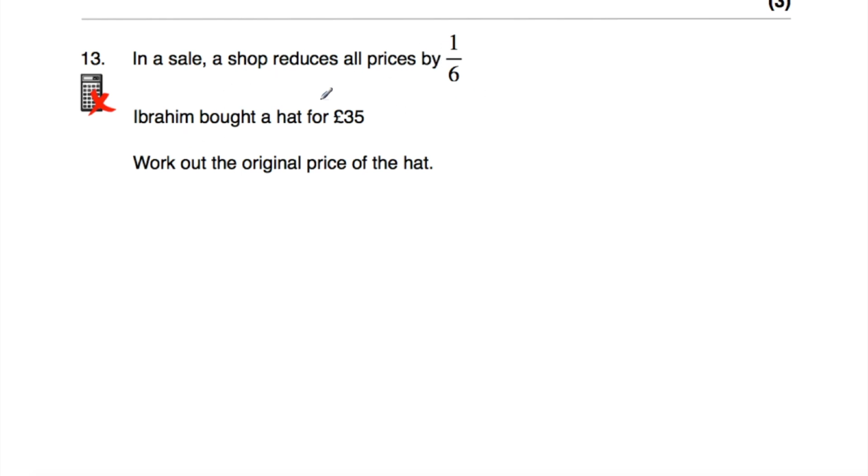And Ibrahim bought a hat for £35. So Ibrahim bought a hat and it cost £35. And we've been asked to work out the original price of the hat. So if we let this be the original price of the hat, we know that Ibrahim bought the hat for £35 and that all the prices have been reduced by a sixth. So that means that 5/6 of the full price, the normal price, would be equal to £35, because he's paid 5/6 of the price, because the price has been reduced by a sixth. So 5/6 of the normal price is equal to £35, because that's what he paid for it.